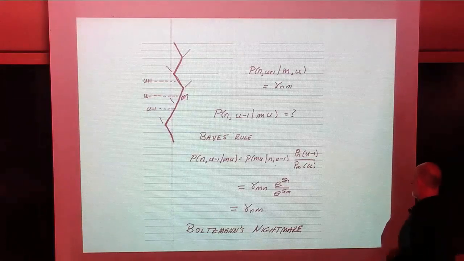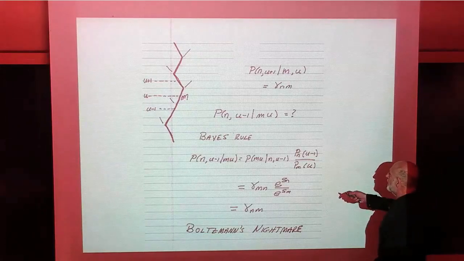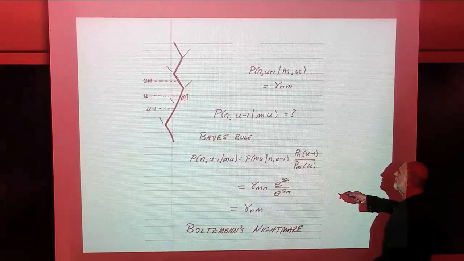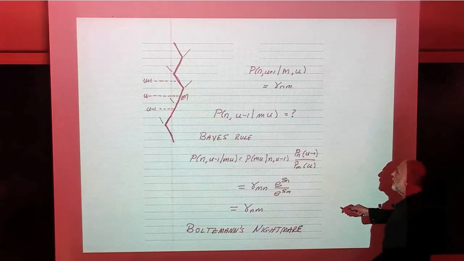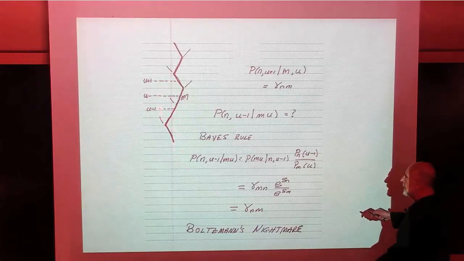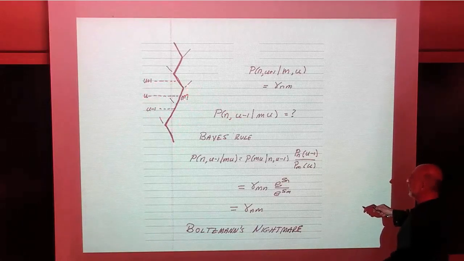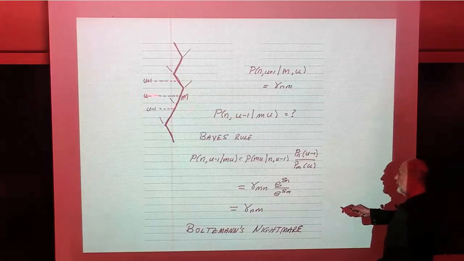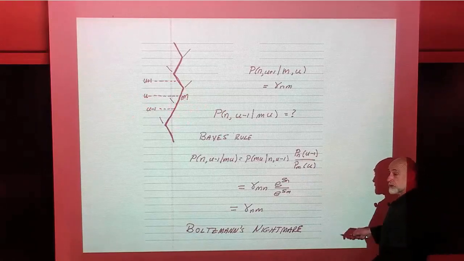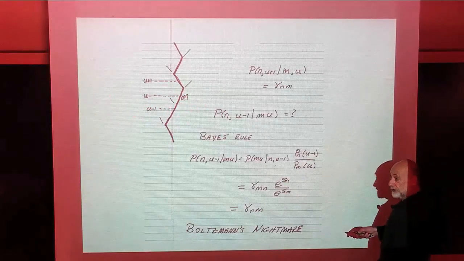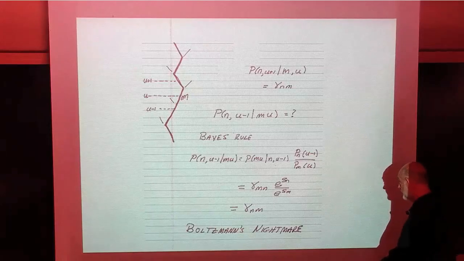Okay, now, what about the opposite? Given that at time U, the vacuum type is M, what was the vacuum type at U minus 1? This is the conditional probability that you know that at time U, you have M. What's the previous color? What's the probability of the previous color?